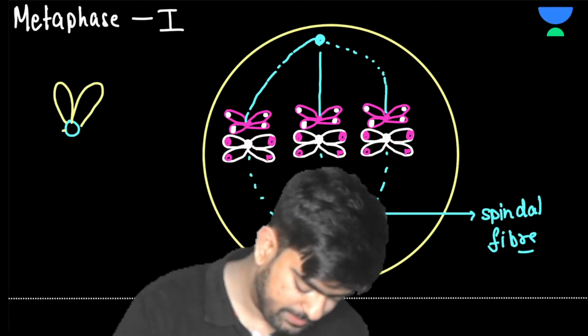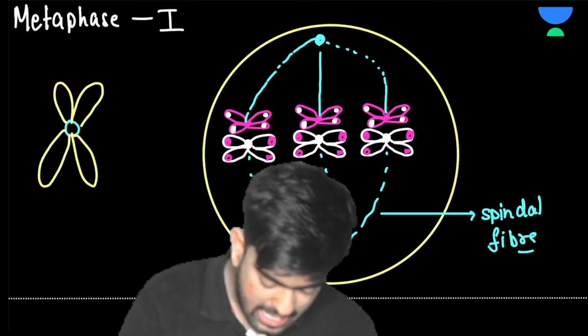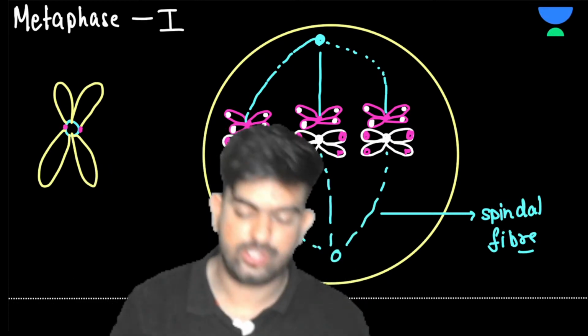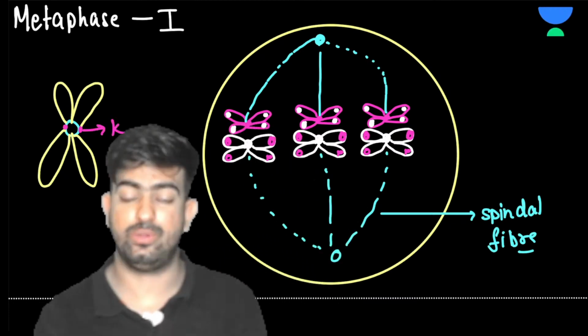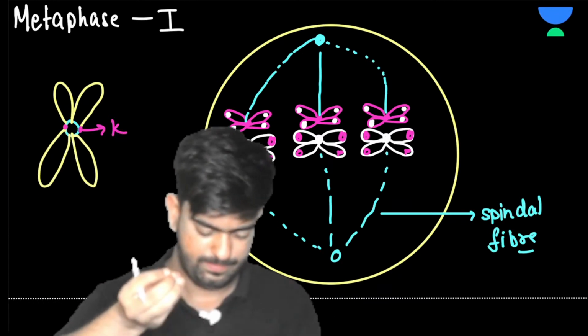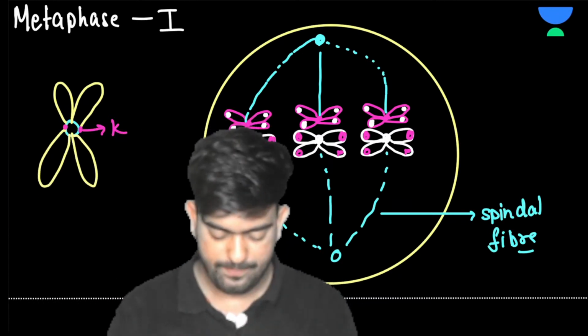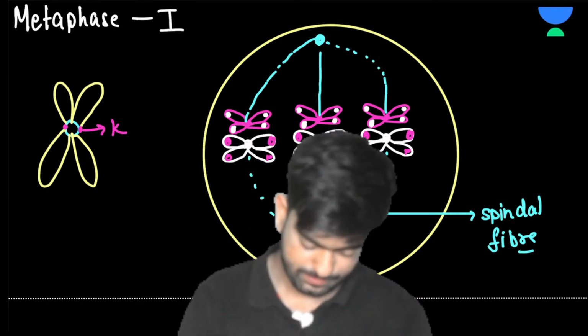So here are the chromosomes, right? And this structure was the kinetochore. Clear? This structure was the kinetochore. It was a disc-like shape where the spindle fiber comes and gets attached. Now metaphase 1 is over, sir. Yes, metaphase 1 is over.